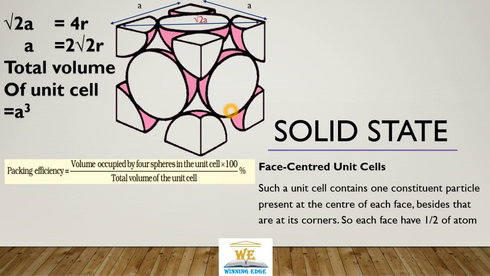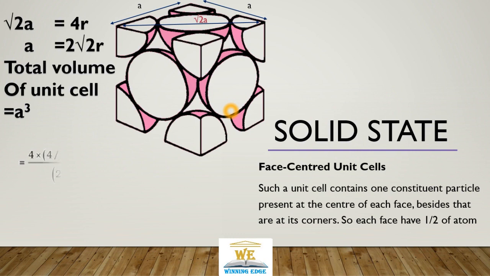The volume of the unit cell is a cube. To calculate the packing efficiency, 4 into 4 by 3 pi R cube, which is the total volume of the atoms, divided by the volume of the unit cell, which is (2 root 2 R) cube, and its packing efficiency will be equal to 74%. 68% we saw in body centered. It's still higher. So any solid that has a face centered unit cell as the basic unit of its three-dimensional crystal arrangement has a higher density compared to body centered, and body centered in turn will have higher density than the simple primitive unit.